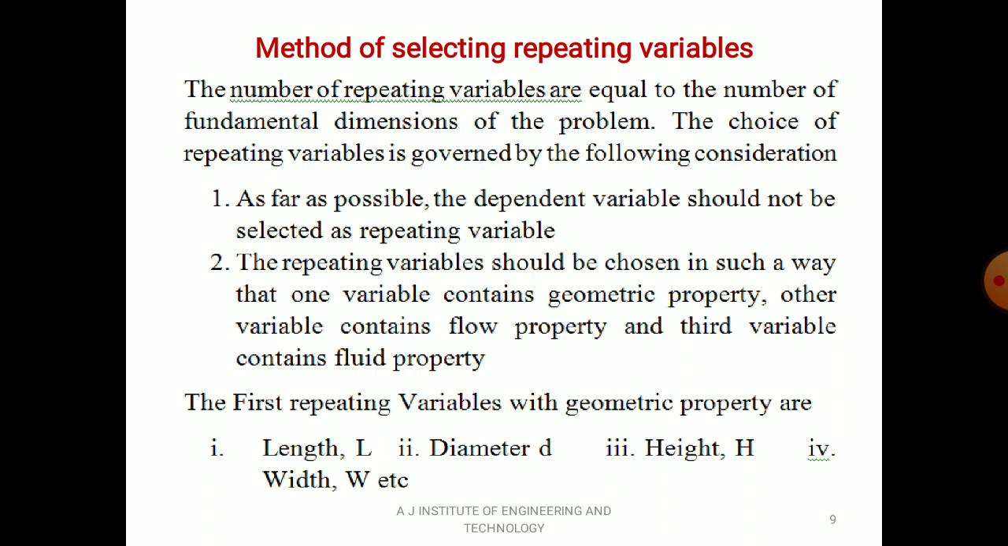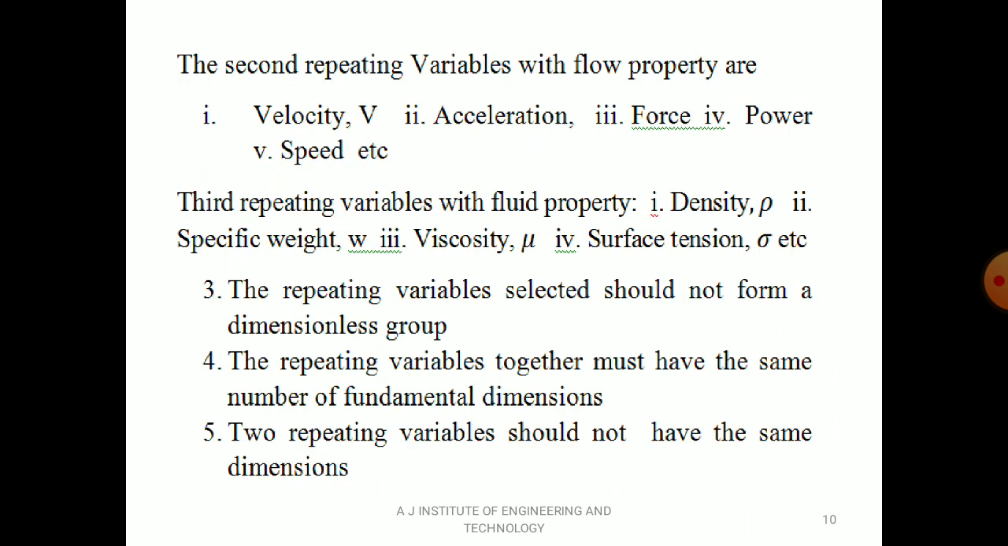The first repeating variable is with geometric property. There are some parameters that can be considered as geometric property. Let us go through that. First one is length L, diameter D, height h, width w, etc. We can select any one of these as the first geometric variable, depending on the condition. The second repeating variable is with flow property. Geometric property is related to geometric shape or size, so length, width come into the picture. Whereas the second repeating variable corresponds to flow property, that is related to motion.